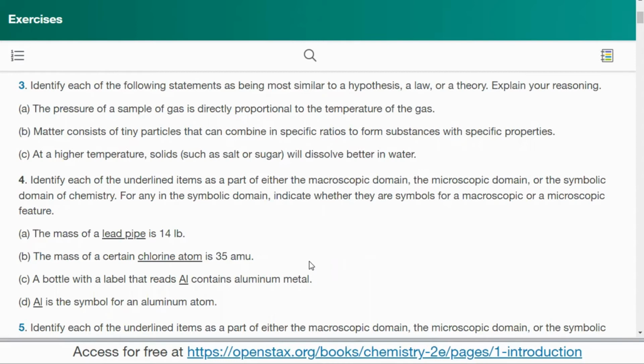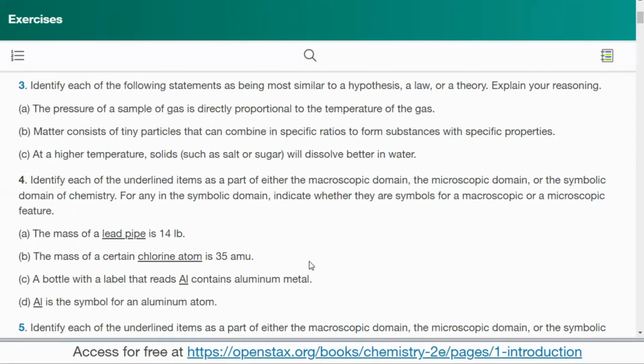Let's see what it says. The answer key states that A is a law. It states a consistently observed phenomenon can be used for prediction. So let's look at B. Matter consists of tiny particles that can combine in specific ratios to form substances with specific properties. That doesn't seem very exact. I would classify this in the realm of hypotheses. Matter consists of tiny particles. That's kind of like a conjecture. So I'd say that's a hypothesis, and that can be subject to further experimentation and observation.